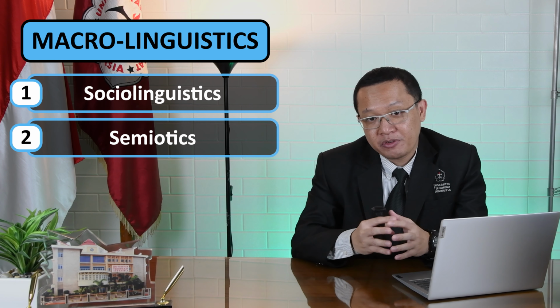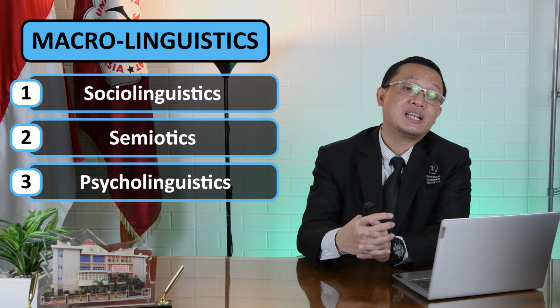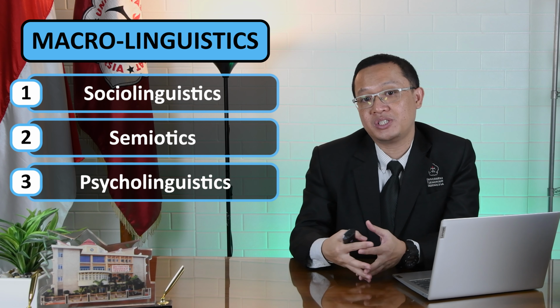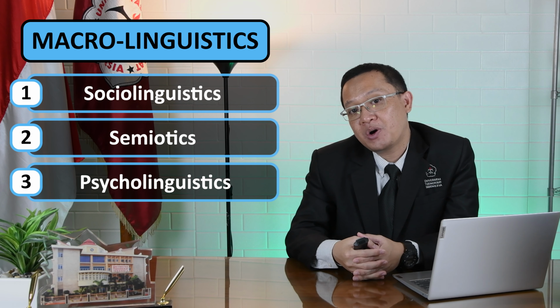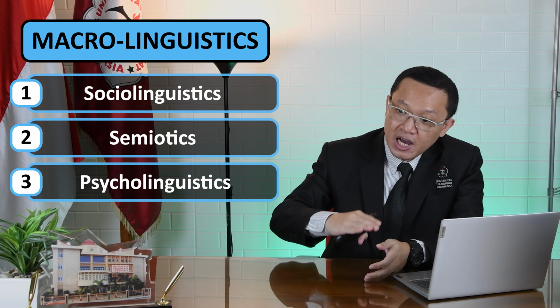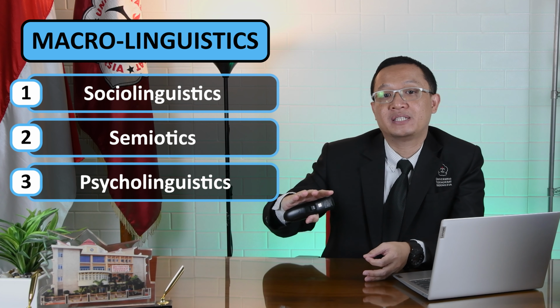Okay. Next, we have also psycholinguistics. What is psycholinguistics? So actually, psycholinguistics discusses language in relation to psychology. You look at how language is processed by our brain, how language is acquired by children, for example.